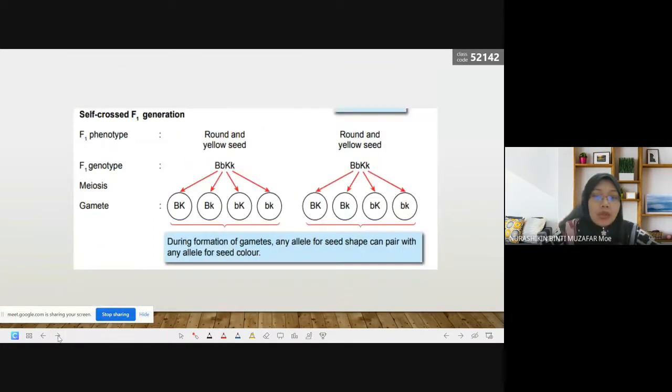Okay. So we take out the, we write down the phenotype first. Okay, round and yellow seed, cross with round and yellow seed. Okay, so the genotype, F1 genotype. Okay, we just copy. Big B, small b, big K, small k, cross. Big B, small b, big K, small k. Right? So, meiosis, we take out the gamete.